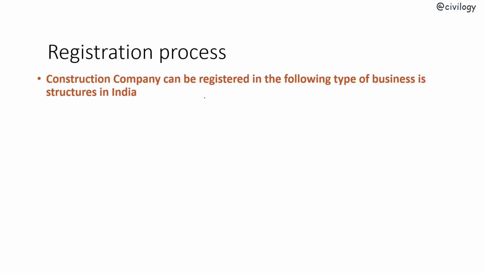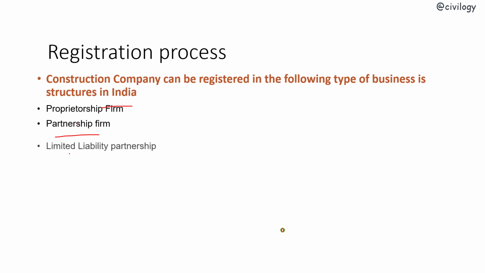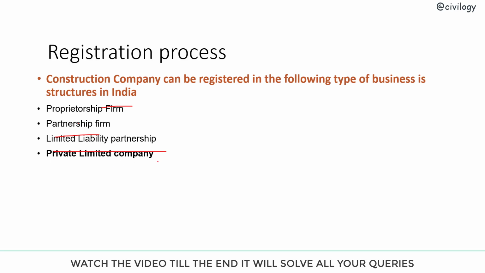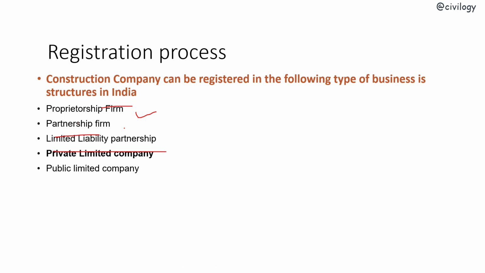Registration process. A construction company can be registered in the following types of businesses in India. They are proprietorship firm, partnership firm, limited liability partnership, private limited company and public limited company. Here proprietorship means a single owner of the company. Next, partnership firm and limited liability partnership are both partnership oriented. But a private limited company deals with two or more board directors. A public limited company is open to the public. That means the shares of the company can be bought by the public.